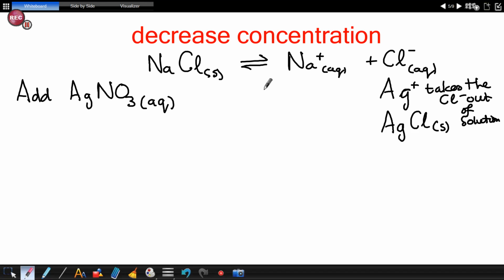What's this reversible reaction going to do? It will oppose that. What is it going to do? It can't do anything to the silver chloride, but what can it do? It will break up more sodium chlorides to make chloride ions and sodium ions. So which reaction is favored? The forward reaction. So adding silver nitrate removes Cl negative from this solution.